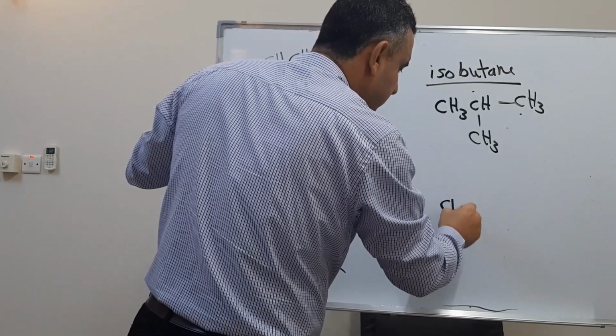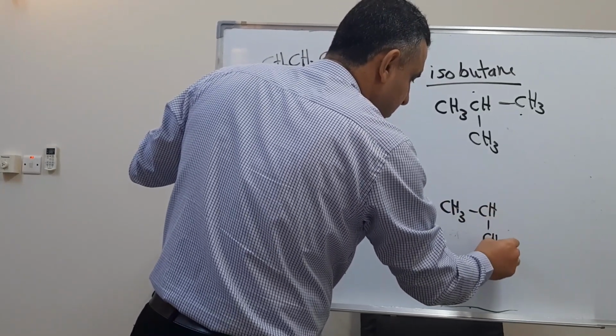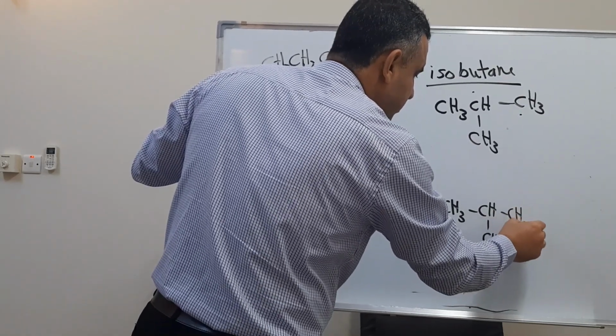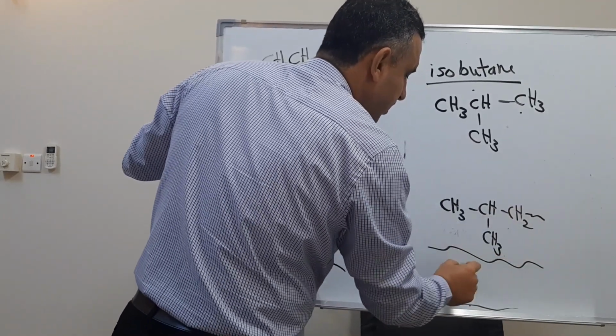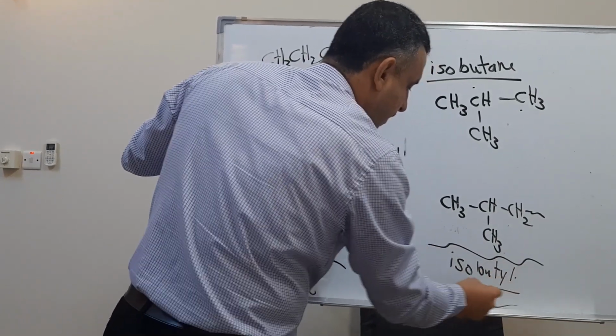If it is from the chain, CH, CH3, this is from the end of the chain, CH2, whatever, this here we call isobutyl. Do you see it?